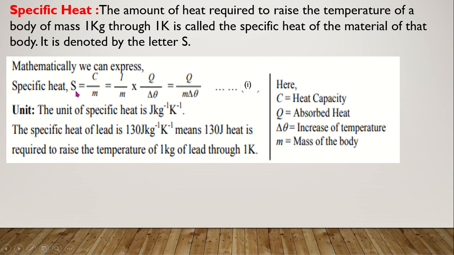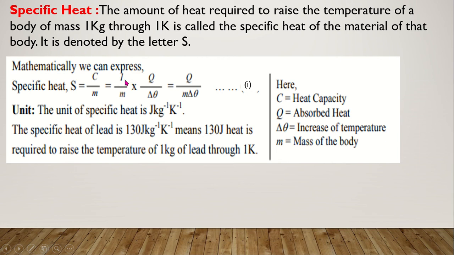So I have told you heat capacity and specific heat are similar, with just one difference: the amount of mass is declared in case of specific heat, and in heat capacity a mass is not counted, because C equal to Q by del theta. So we can write mathematically, we can express specific heat S equal to C by m.